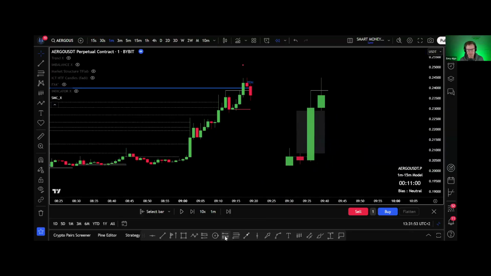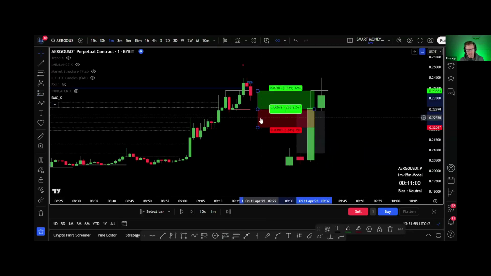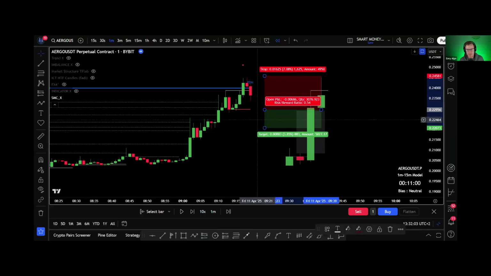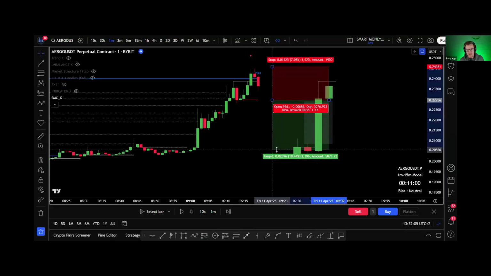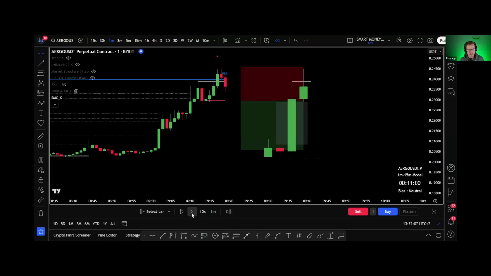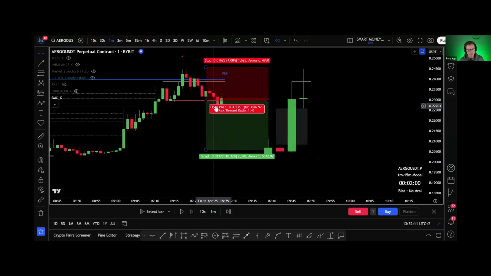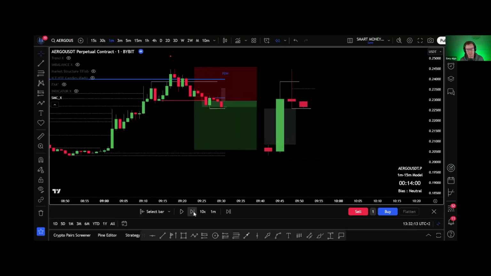So where would we have entered in this example? We would have entered at the break of the CISD level over here. So let me mark that out. CISD, stop loss above manipulation. Target, we can target the lows. So you can see if I play this out. See, there it breaks the level. So now we would have entered.